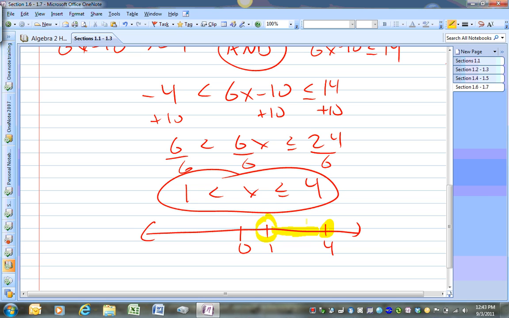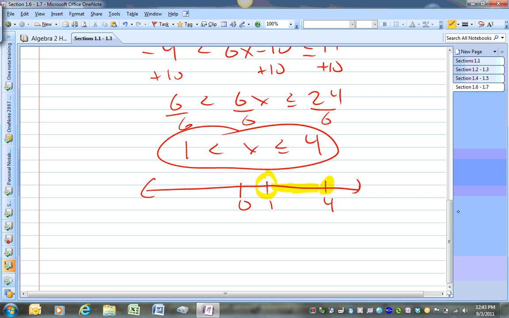So therefore, x is sandwiched in between two numbers. And that's one way to help you remember the AND inequalities, that x will always be sandwiched. Not sure if that kind of rhymes, maybe that helps, I don't know. But x is always in between two numbers for the AND situation.